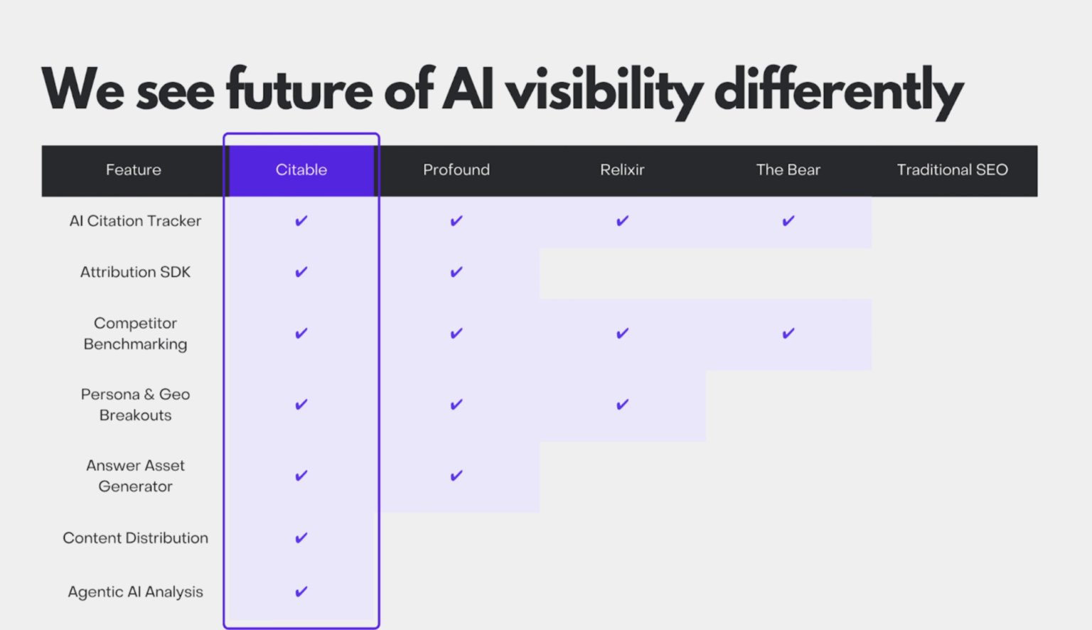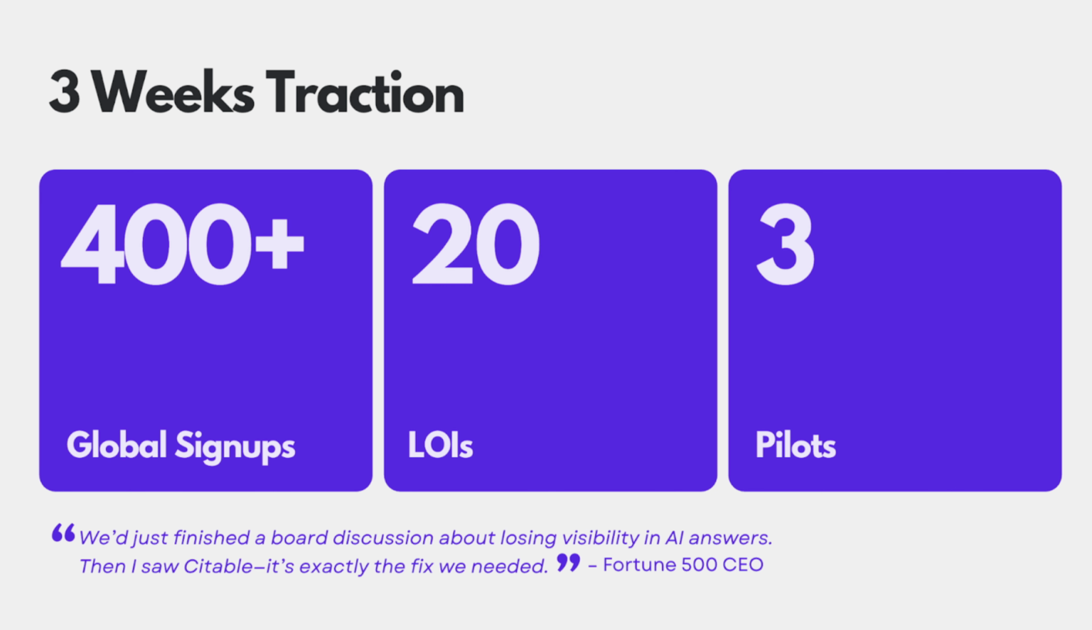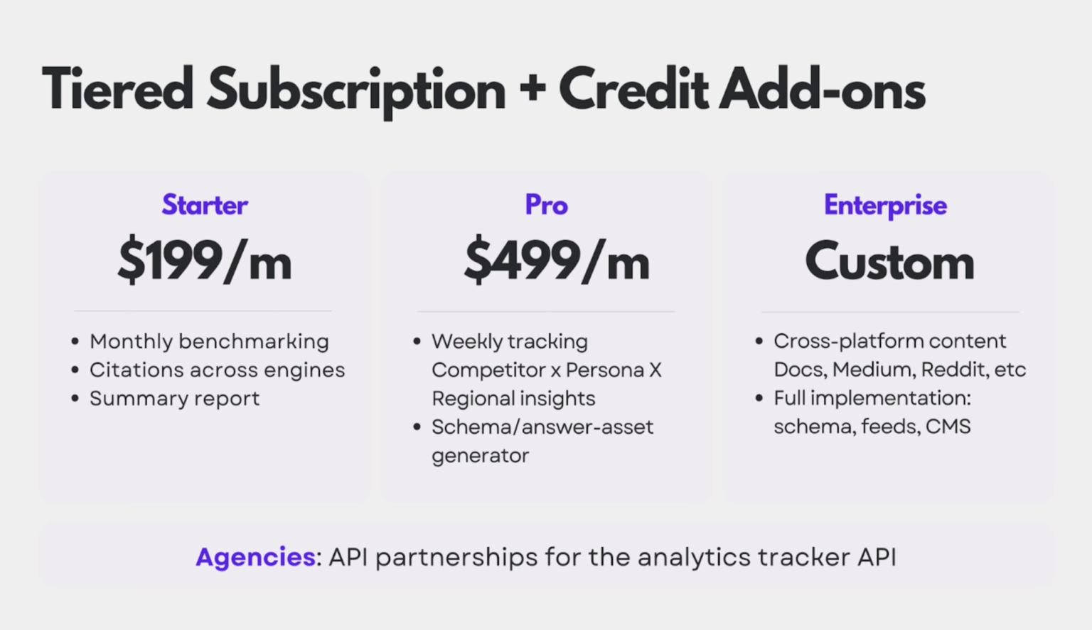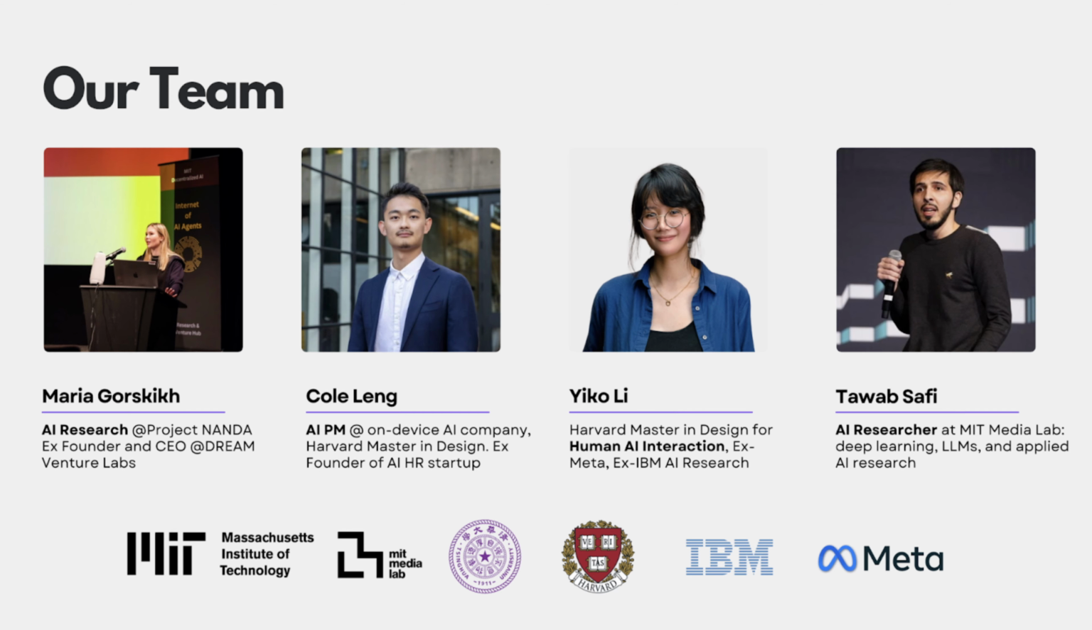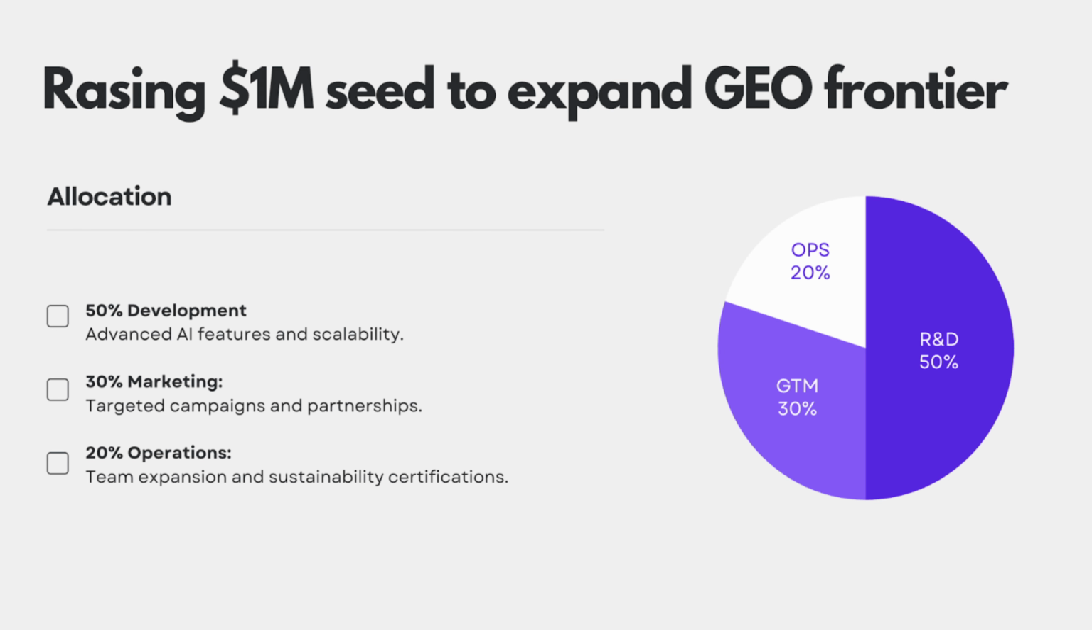Till now, we have already gained 400 global signups, 20 LOIs, and 3 ongoing pilots with customized solutions for major brands. Our flexible pricing captures all client needs, from starter analytics insights to fully optimized content creation for enterprise. Our rockstar team understands the toughest pain point of GEO, and we combine that with our expertise from top AI research labs, big tech product design, and frontier startup marketing. We're raising 1 million pre-seed to scale the pilot and tech to become an industry leader. Join us and try it yourself.